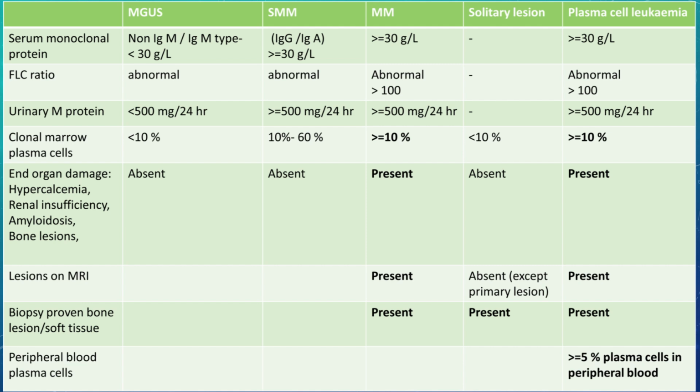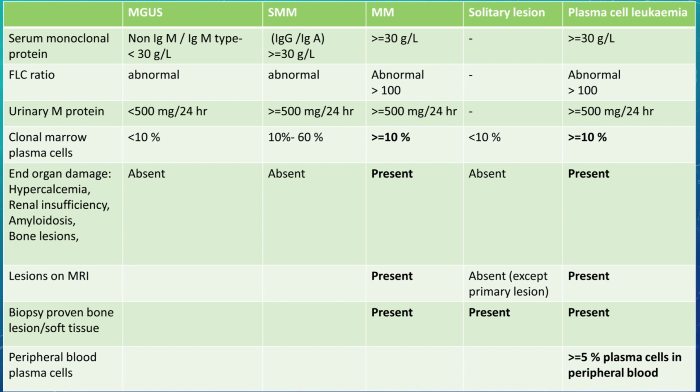In smoldering multiple myeloma, the serum monoclonal protein is more than or equal to 30 grams per liter. FLC is abnormal. Urinary M protein is more than 500 milligrams per 24 hours. Clonal bone marrow plasma cells are 10 to 60%, but the difference between multiple myeloma and smoldering multiple myeloma is that end organ damage is absent in SMM and present in multiple myeloma.